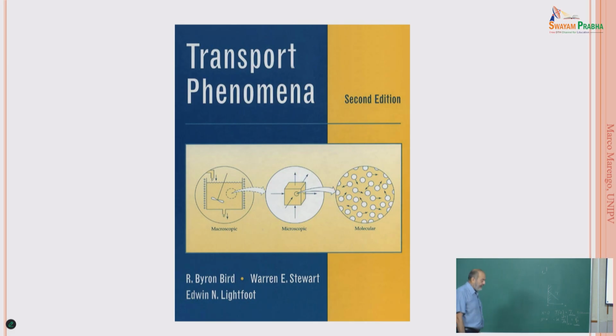So the treatment of what we are doing now is mainly coming from this book. It is one of my first readings in this topic, which is really an excellent introduction to heat transfer, fluid mechanics, multi-phase flows, multi-component flows, and so on. It's a very famous one, Bird, Stewart, and Lightfoot.